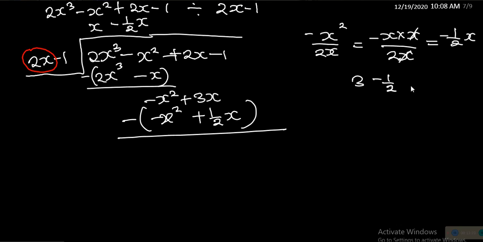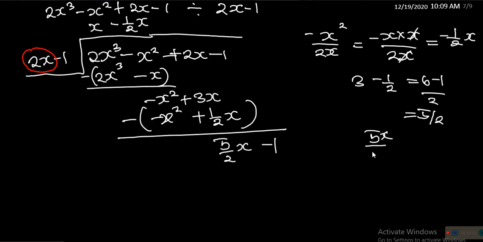So 3 minus 1 over 2 should be 6 minus 1 over 2, which is 5 over 2. So here we have 5 over 2x, then bring down minus 1. Now 2x in 5 over 2x, we have 5 over 2x divided by 2x, that will give us 5x over 2 multiplied by 1 over 2x, and this will cancel.